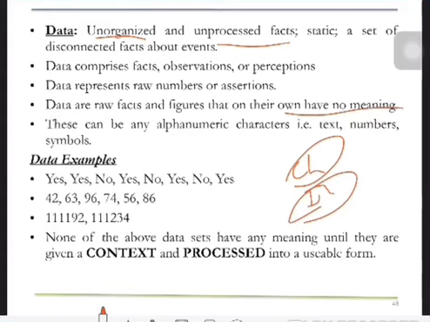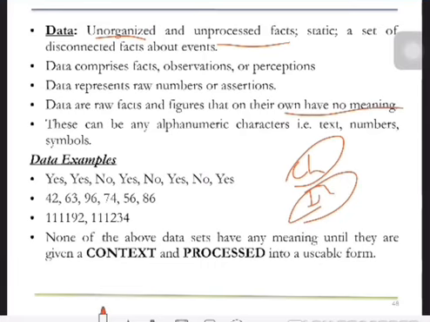They can be alphanumeric characters, text, numbers, or symbols. So data examples: yes, yes, no, yes, no, yes, no, yes. We cannot simply understand it. Such a thing is data, but if we process it, we can get information. 42, 63, 96, 74, 56, and 86. Such a thing is also data.